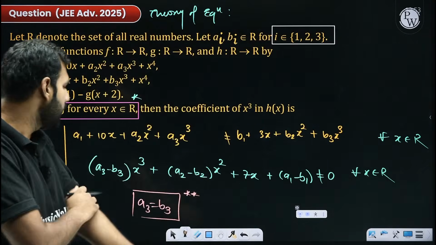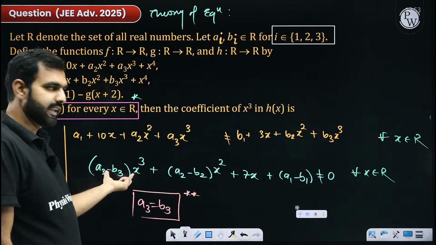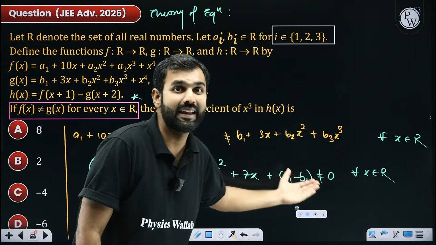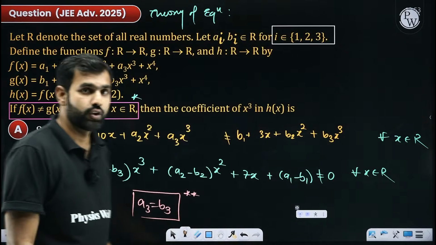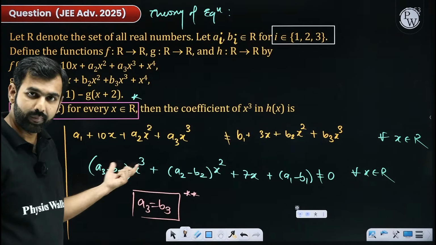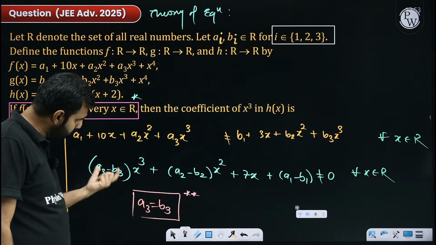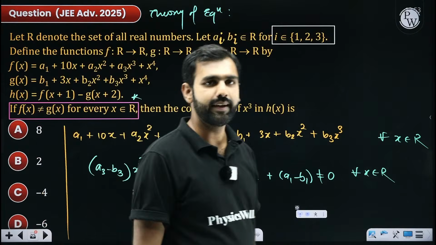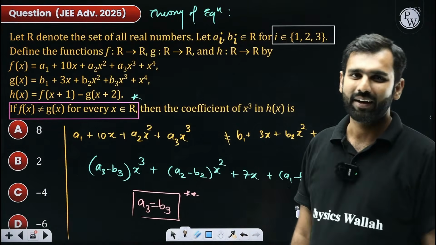So what they are saying in the question should be correct. All I'm saying here is that this cannot be a cubic, because if it is quadratic, then it could be true that it can never be 0 for any real value of x. So to convert the cubic into a quadratic, I will ensure that the coefficient of x cube is 0, which means a3 and b3 should be equal. Okay, I get this now.